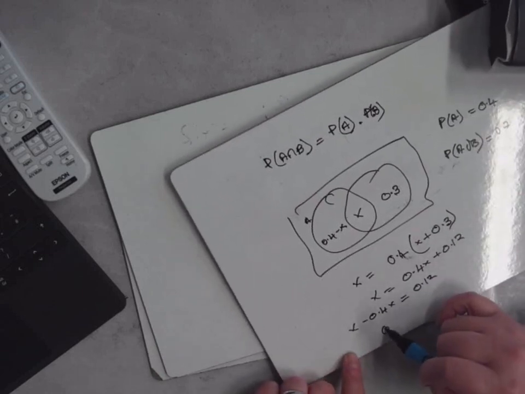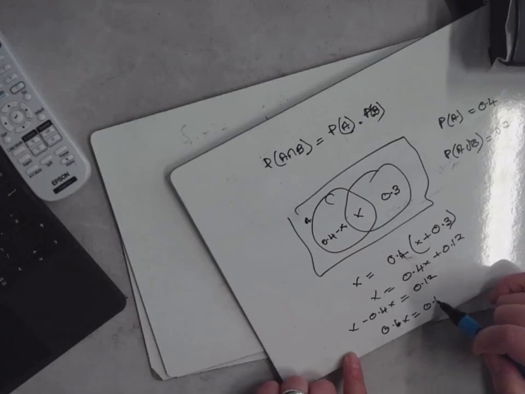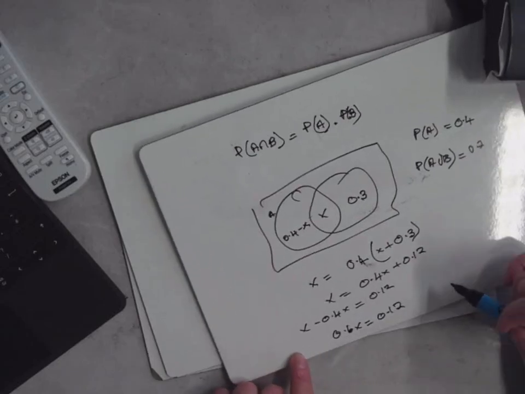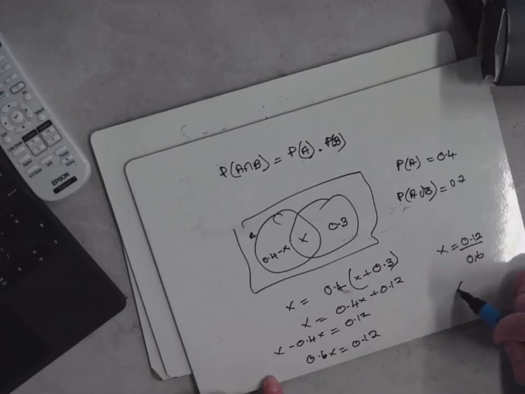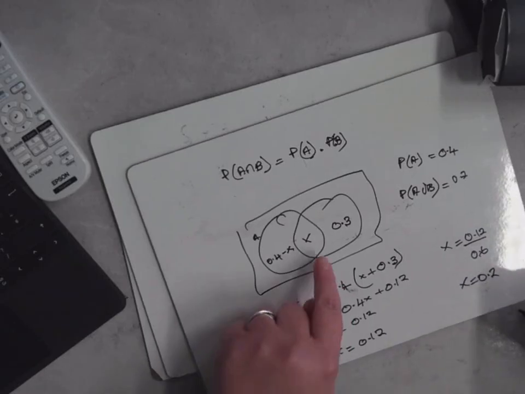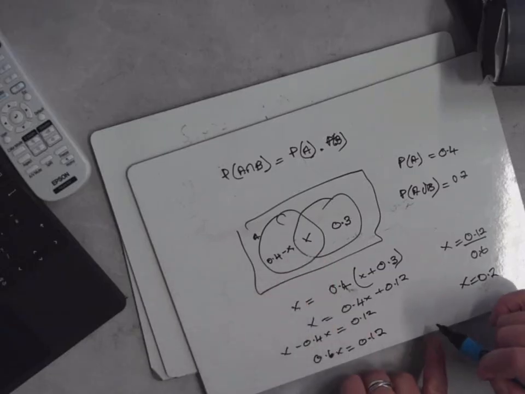So that means 0.6x equals 0.12. So when you divide, x is equal to 0.12 over 0.6. So that means x is equal to 0.2. Okay, so that means in there is 0.2.